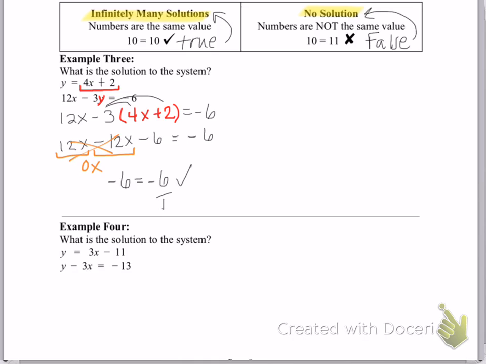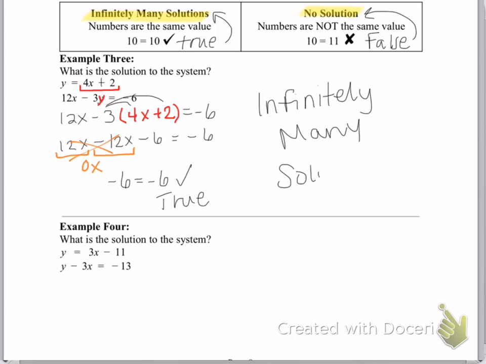Well, that's true. So that means we have infinitely many solutions. There we go. So that's example number 3.